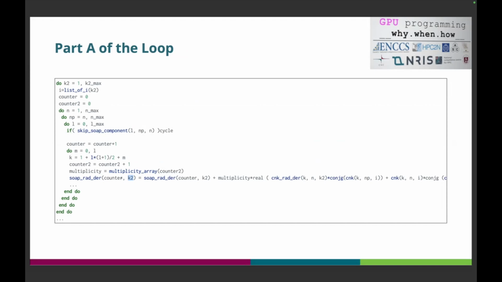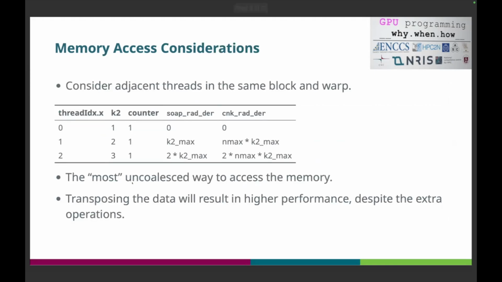So the thread that has index K2 will access some memory, but then another thread with index K2 plus 1 will access memory which is far away in the memory, by the size of this dimension. So these are very uncoalesced accesses. So I made here a small table.